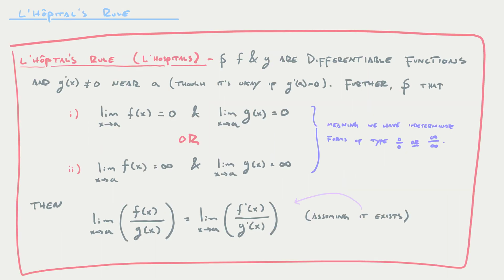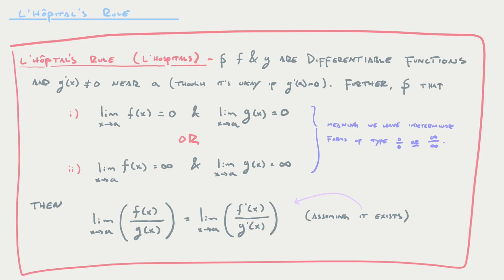Now, L'Hopital's rule says if you suppose that f and g are some differentiable functions, meaning that they're also continuous, and the derivative of g of x is not equal to 0 near a, which is the thing we're going to be taking the limit towards. But again, because it's a limit, it's actually okay if g prime of a is 0, right? Limits only care about what we're approaching and not exactly what's happening there.